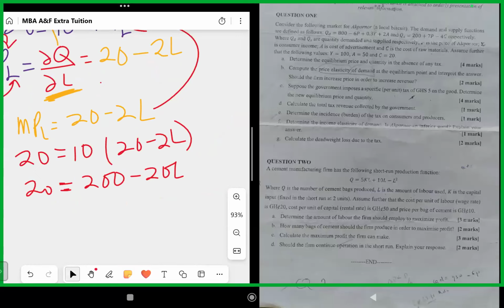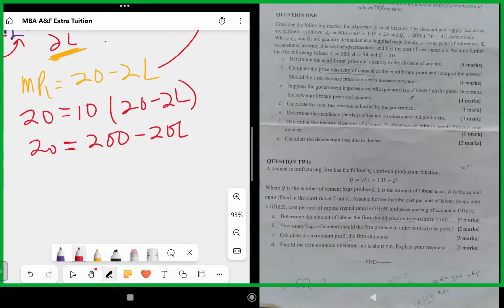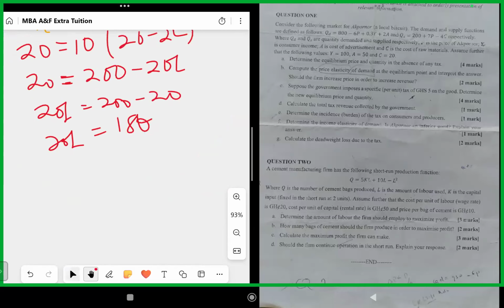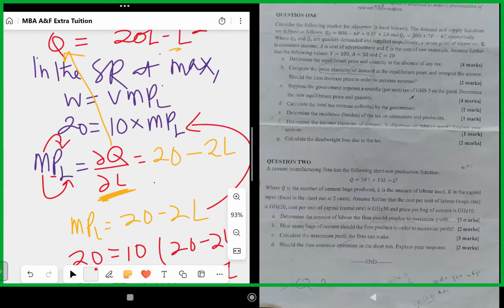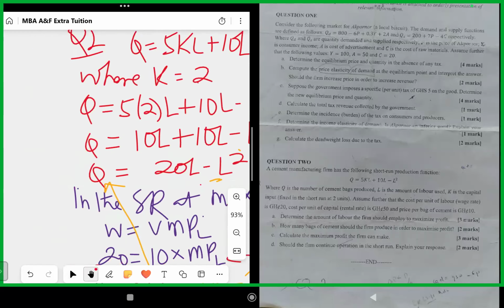Then we group like terms. So 20 crosses from right to the left and becomes positive. We're going to have 200 minus 20. This is 180. Then 20L. We have 20 here. So L equals what? 9. L equals 9. That's it. So we have solved A.